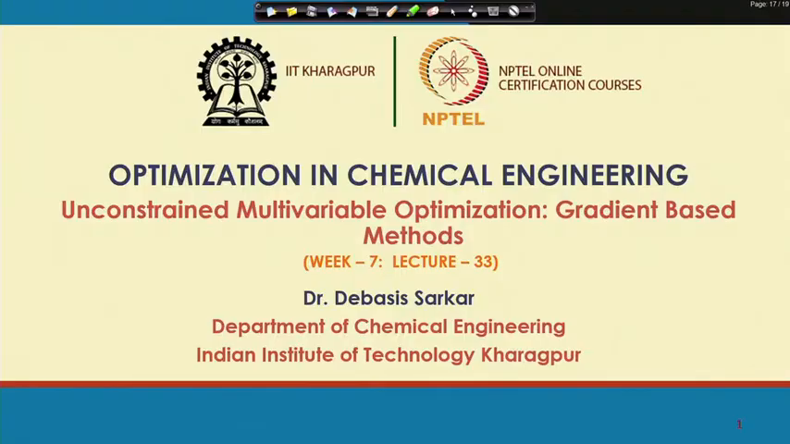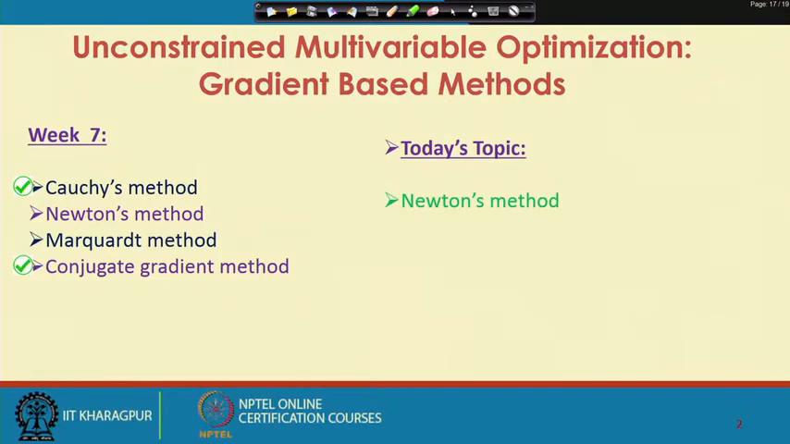Welcome to lecture 33. This is week 7 and we are talking about gradient based methods for unconstrained multivariable optimization. In previous lectures, we have talked about Cauchy's steepest descent method and conjugate gradient method. In this lecture, we will talk about a very popular gradient based method for unconstrained multivariable optimization, namely Newton's method. When it converges, Newton's method converges most rapidly.